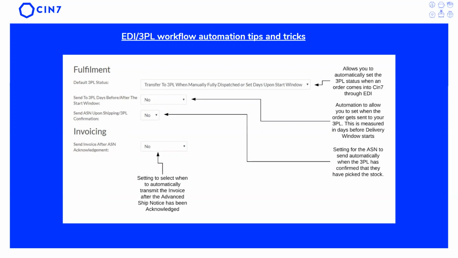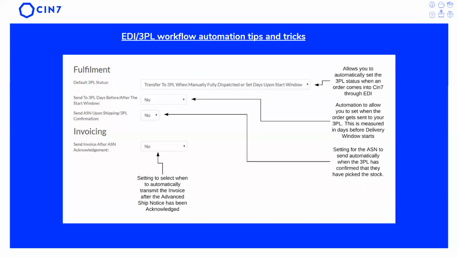The next setting, send ASN upon shipping / 3PL confirmation. This setting basically allows you to send off an ASN automatically without you having to have any manual intervention. As Leon mentioned earlier, there are two main files that we send to the 3PL. One is the pick request, which is basically sending the order to the 3PL, telling them that they need to pick all of these items for this order. Once that is done and it's been picked and packed and the carrier and the tracking information has been set by the 3PL, they'll send back a file called the pick response.